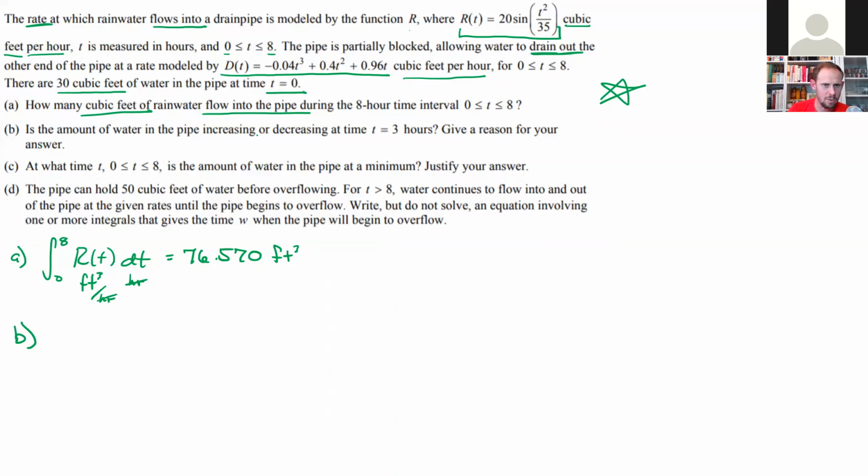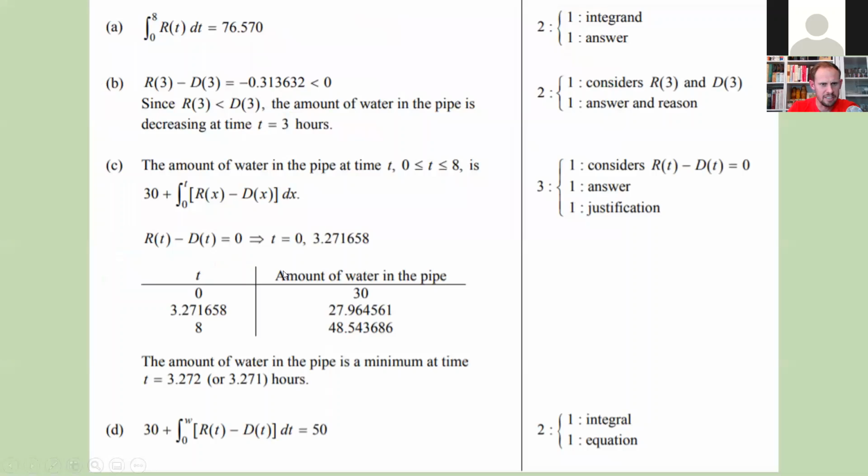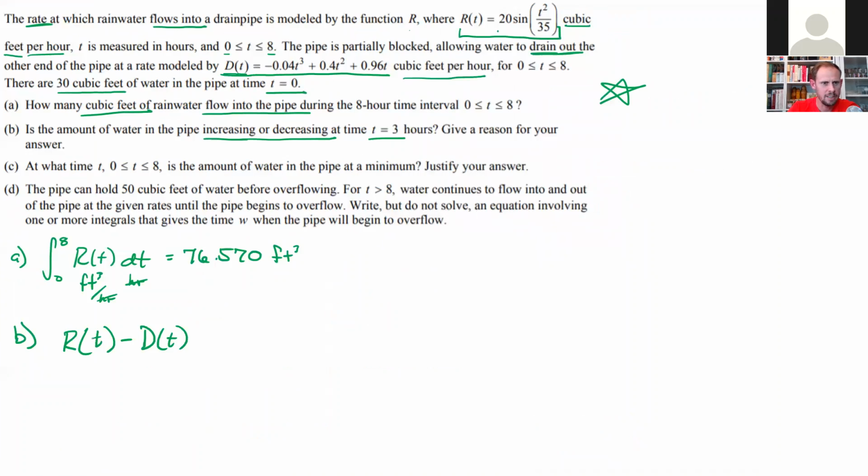Part B, is the amount of water in the pipe increasing or decreasing at time t equals 3 hours? Give a reason for your answer. All right, so increasing or decreasing has to do with looking at the rates. Well, we have this rate in and we also have this rate out. So the derivative for the amount of water in the pipe, I don't know what function we want to call that, but we would look at R of t minus D of t. Is it plus or minus? I'm not sure if it's already negative. No, it is minus. Okay, I was right.